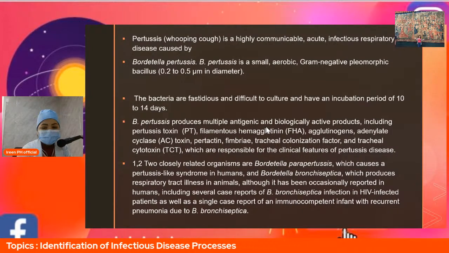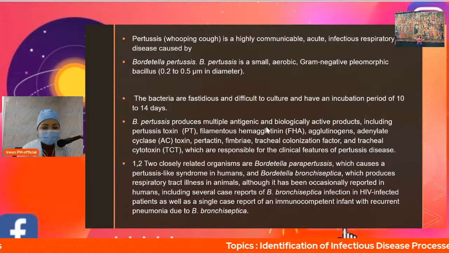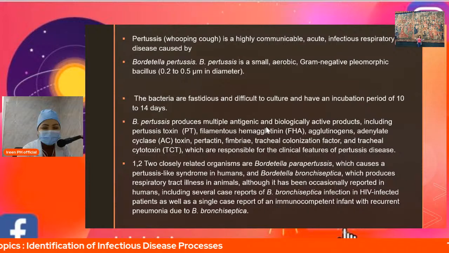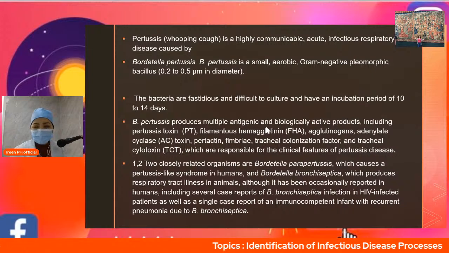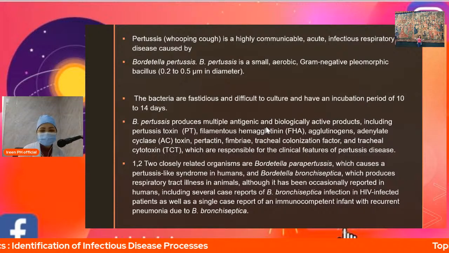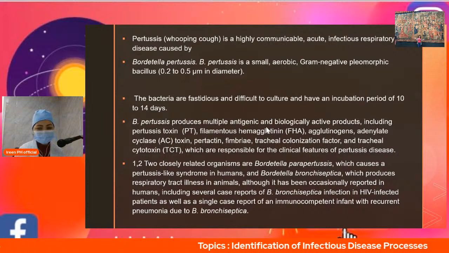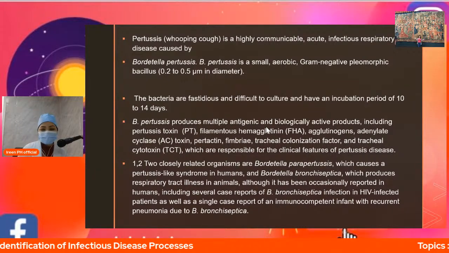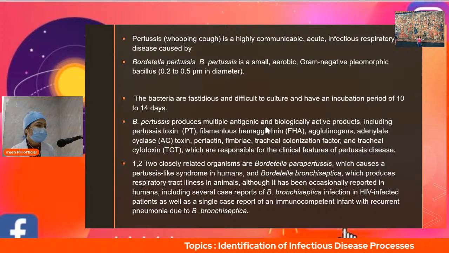Bordetella pertussis produces multiple antigenic and biologically active products, including pertussis toxin, filamentous hemagglutinin, agglutinogens, adenylate cyclase toxin, pertactin, fimbriae, tracheal colonization factor, and tracheal cytotoxin, which are responsible for the clinical features of pertussis disease.